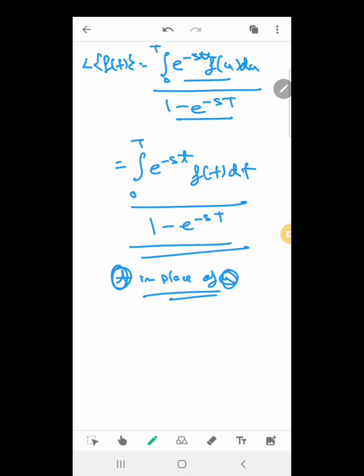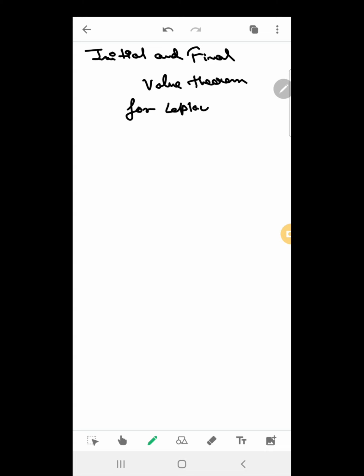So next we have something called the initial and final value theorem for Laplace transform. What is that? Let's see. Initial and final value theorem for Laplace transform.